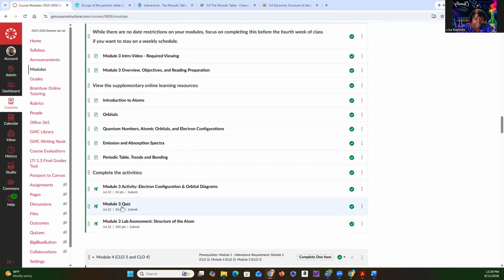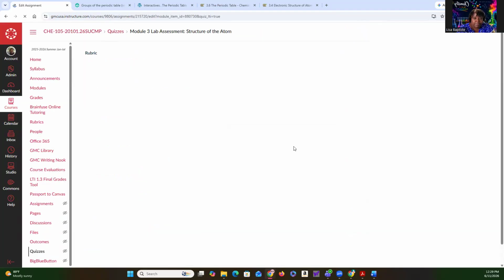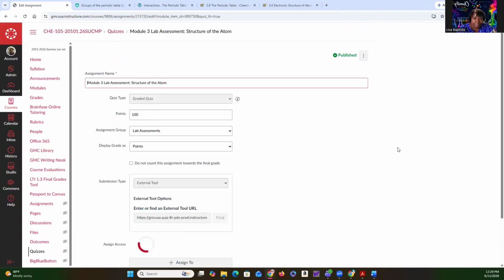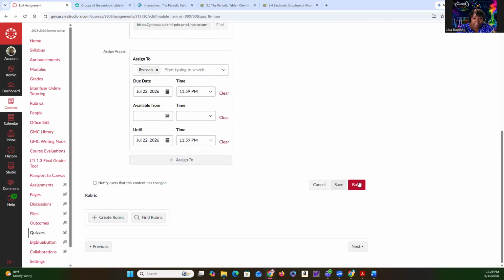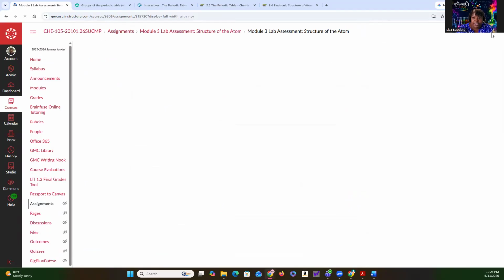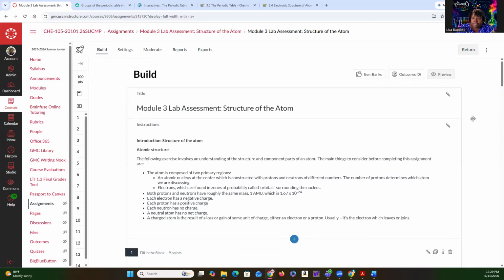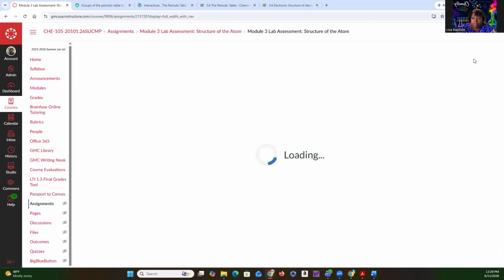So now there's the quiz. Okay, remember you only have one attempt at the quiz, so make sure that you fully understand the material covered in this module before you attempt the quiz. Next, I want to look at the lab assessment, which is the structure of the atom. And again, it will come up automatically. You won't see that information when you bring up your lab assessment. So I want to preview this. So this is similar to how you will see it.